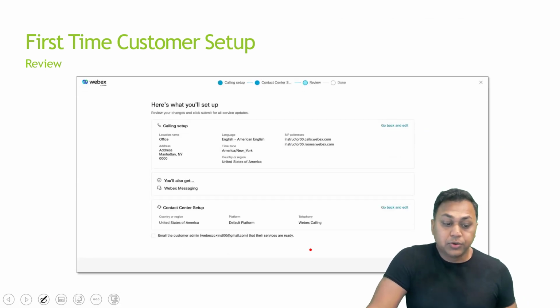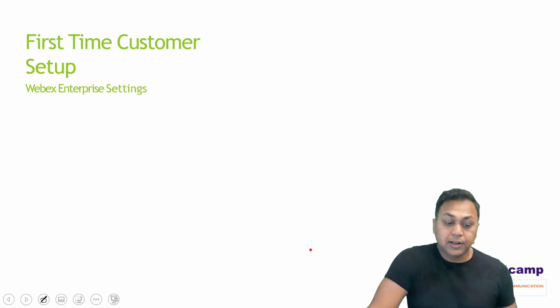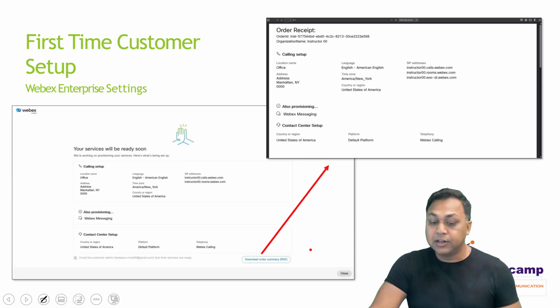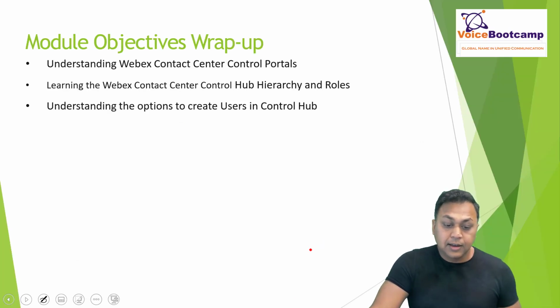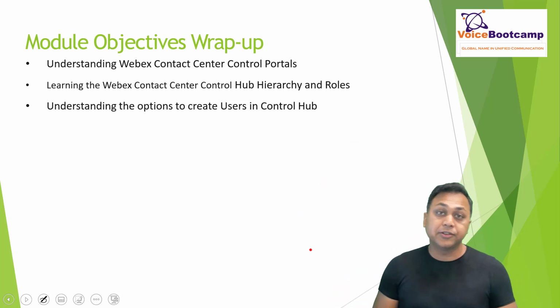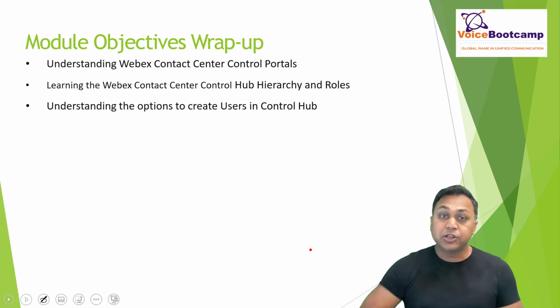This is just a quick review. Then you set up the enterprise settings, where you can download whatever information you have for your orders. And that's it. That's basically the process of going through your partner and customer portal settings for your control hub. All right, so that's pretty much it for this video.